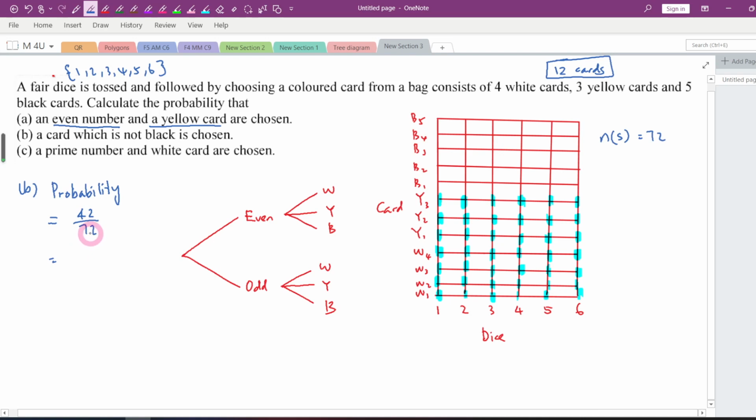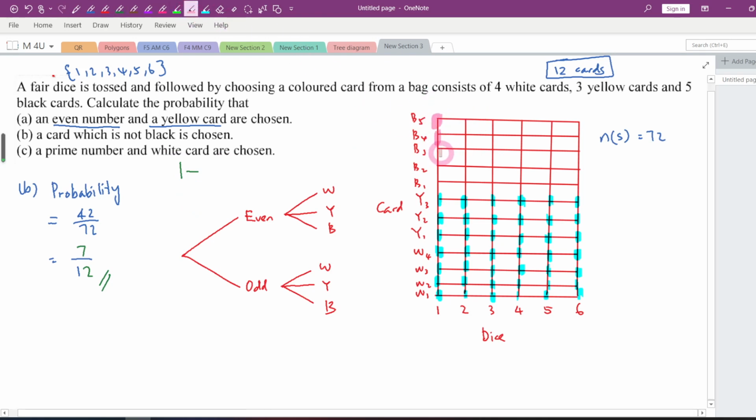Divided by 6, divided by 6. Oh, sorry. Divided by 6. Okay, so it will be 7 over 12. This is the answer. So how about if, let's say if some student don't want to do this, it's okay. You can just take 1 minus black color. You will still get the same answer.